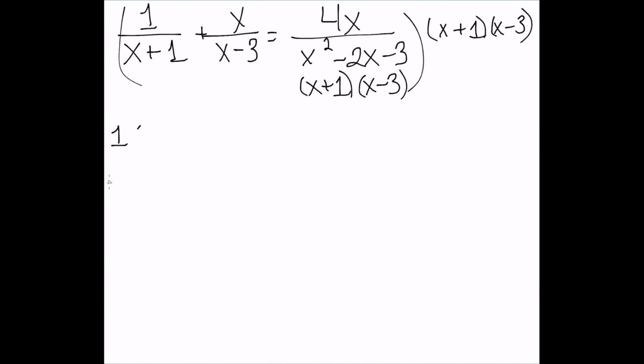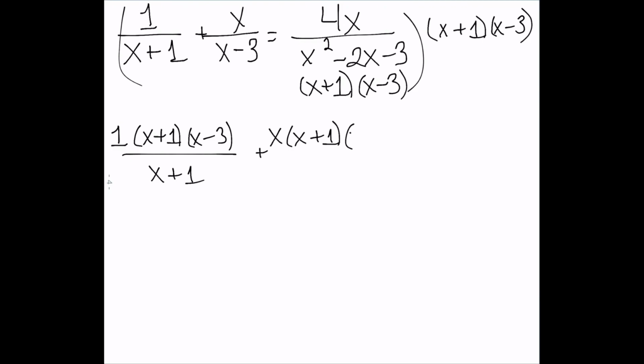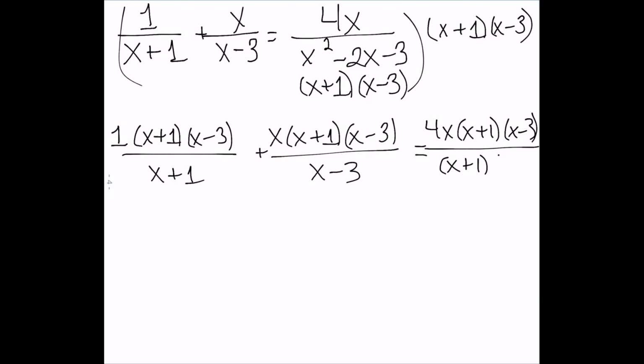So, once I multiply, I have 1 times (x plus 1)(x minus 3) over x plus 1, plus x times (x plus 1)(x minus 3) over x minus 3, is equal to 4x times (x plus 1)(x minus 3) over (x plus 1)(x minus 3). I can then start canceling things that are the same on the top and the bottom. The first fraction, I'm left with x minus 3. The second one, once I distribute, x squared plus x. And then the last one is a 4x.